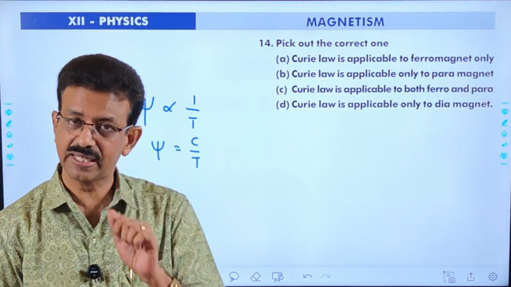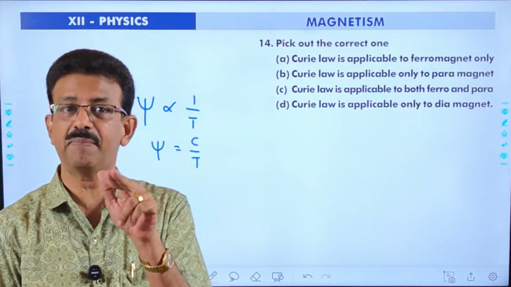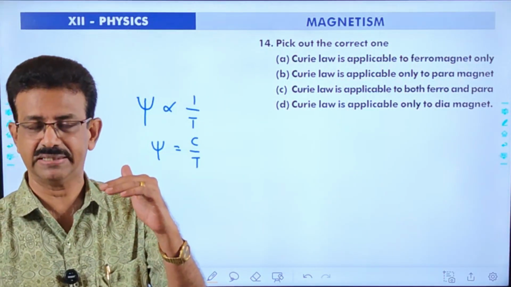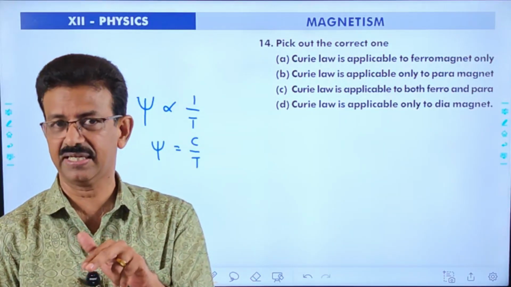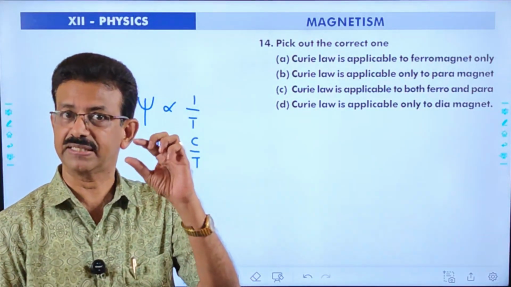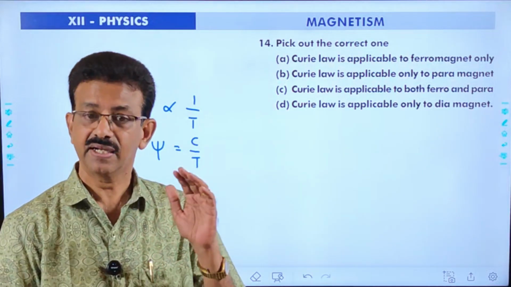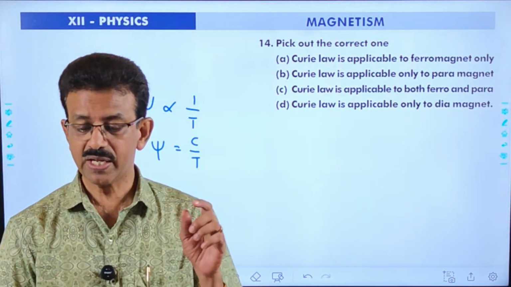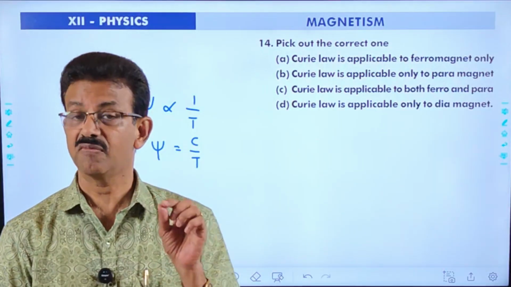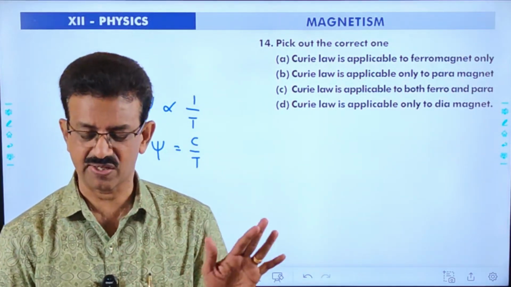Then about the Curie temperature, if a ferromagnetic material is heated above a particular value called Curie temperature, it loses its ferromagnetism and becomes paramagnetic. That critical temperature cutoff point is called Curie temperature. Now we'll go through the choices. First choice is Curie law is applicable to ferromagnet only. No, it is applicable to paramagnet only.